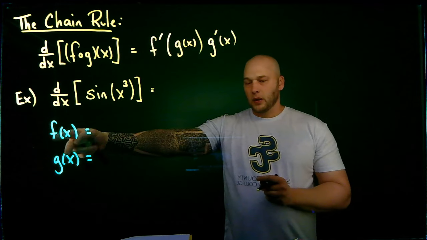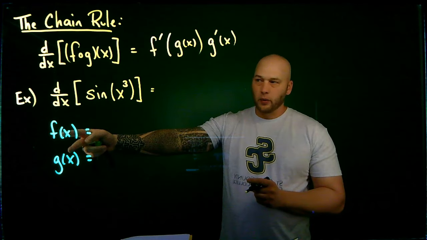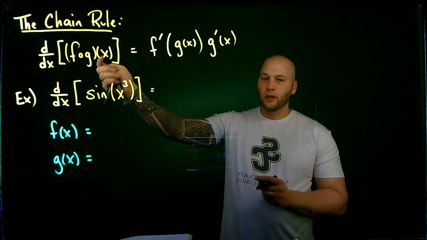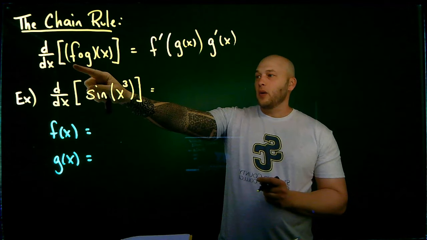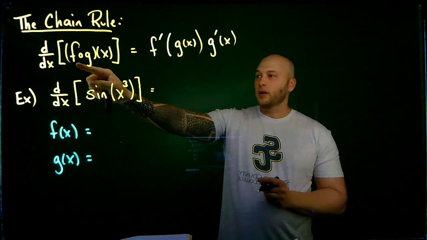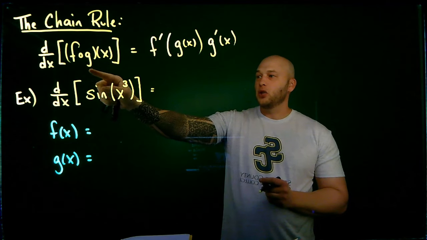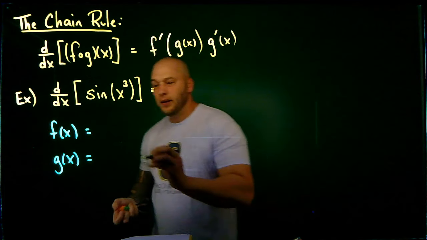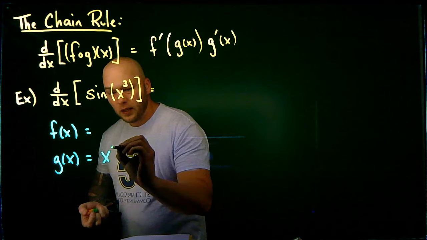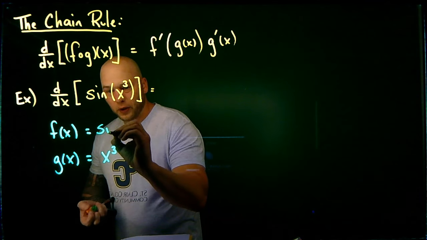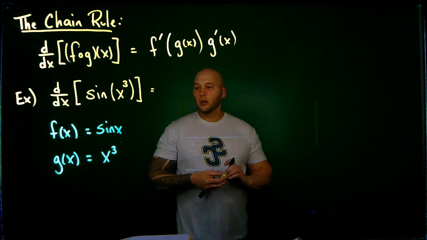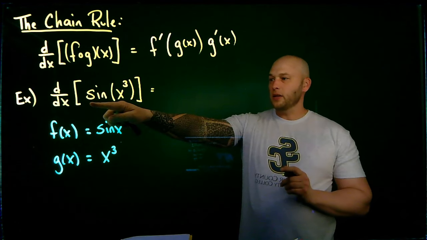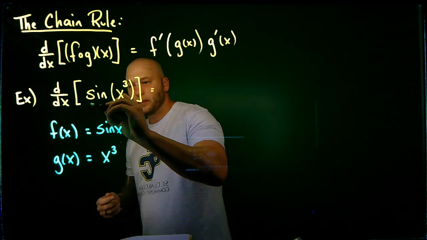Now, of course, the functions are arbitrary. We could do g of f, but for the sake of consistency, I'll just do f of g for all of these. So f is what I'm plugging into, and g is what I'm plugging in. Well, I plugged x cubed into the sine function. Now, if I look at the result of the chain rule, this right here is f composed with g.